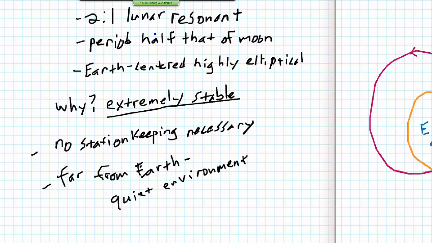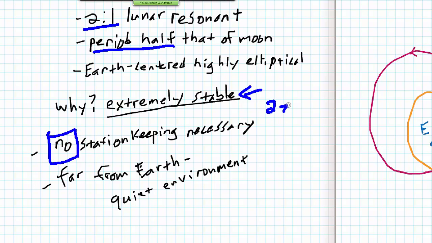Earth-centered. So why are we doing that? Well, it's highly stable. So anytime you have a resonant orbit, whether it's 2-to-1 or 3-to-1 or 4-to-1, it's always some ratio of the period of the other body that you're resonant with. So we're 2-to-1, so we're half that of the moon. And the benefit of this is that it's extremely stable. No station keeping necessary for the entire life of the mission.